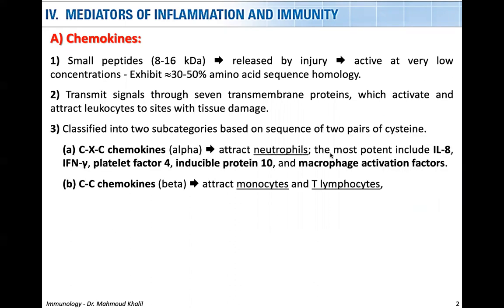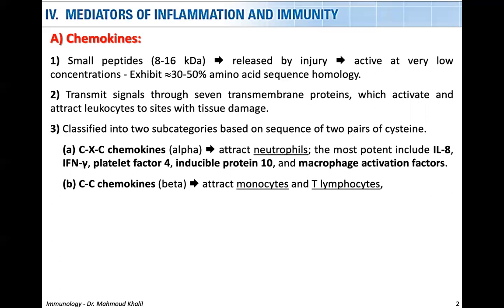Chemokines can be classified into two subcategories based on 2 pairs of cysteine, C. Either CXC chemokines, which is the alpha subcategory, and these are used to attract neutrophils. The most potent of this subcategory are interleukin 8, interferon gamma, platelet factor 4, inducible protein 10, and the MAF, or macrophage activation factors.